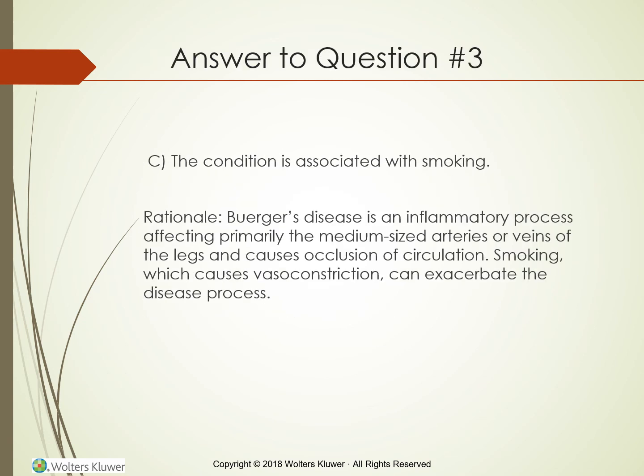The answer is the condition is associated with smoking. The rationale: Buerger's disease is an inflammatory process affecting primarily the medium-sized arteries or veins of the legs and causes occlusion of circulation. Smoking, which causes vasoconstriction, can exacerbate the disease process, which means make it worse.